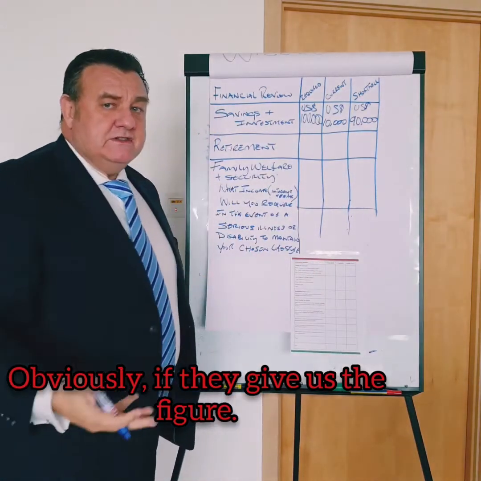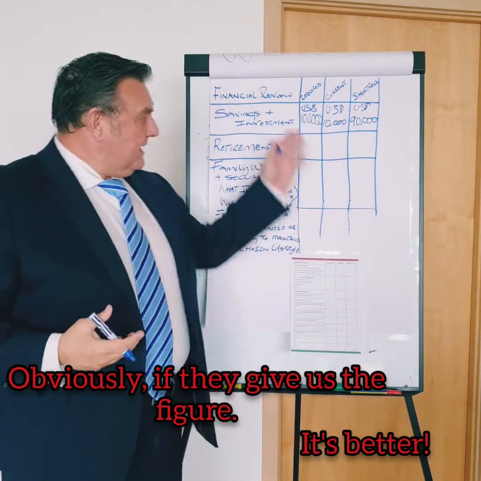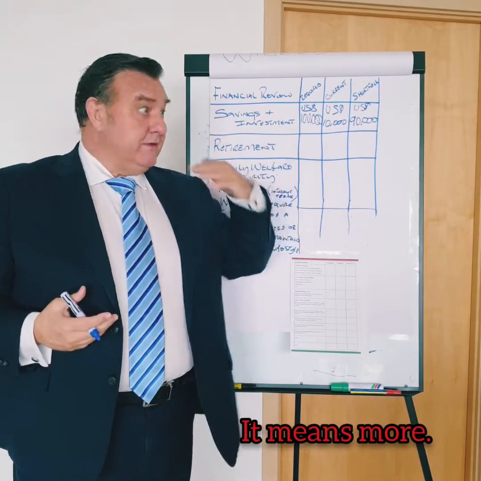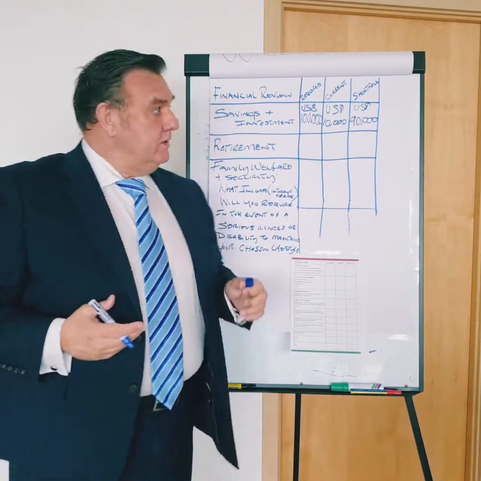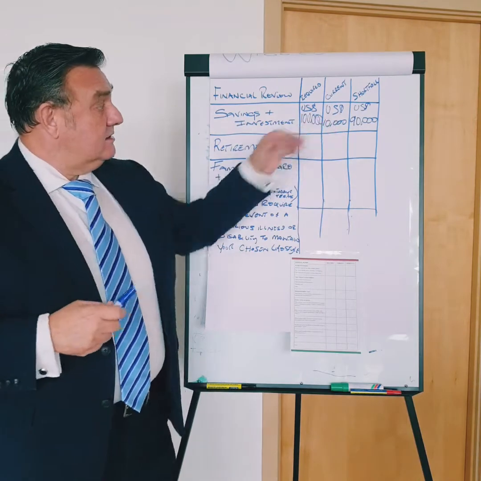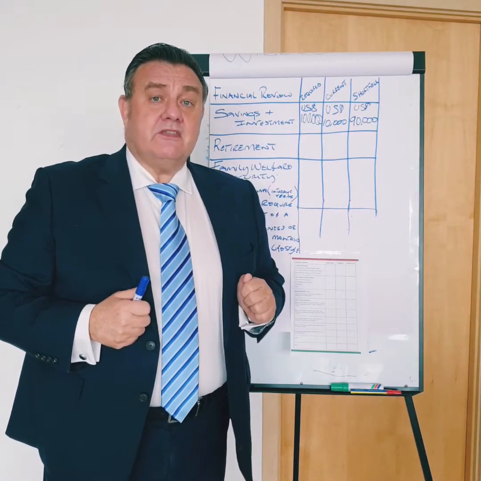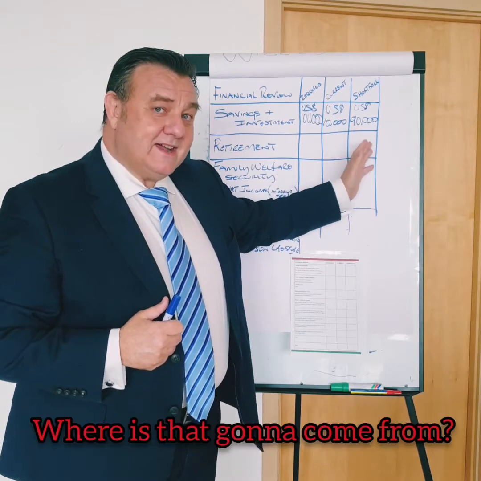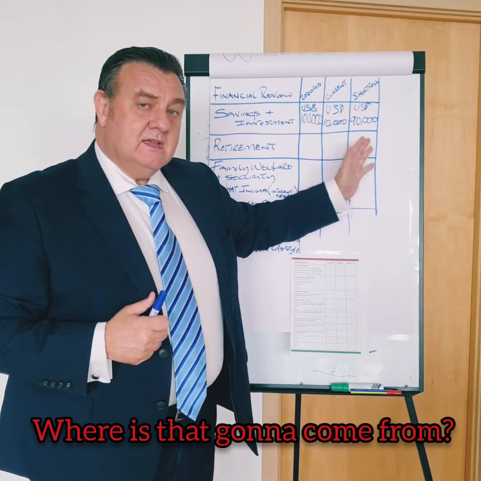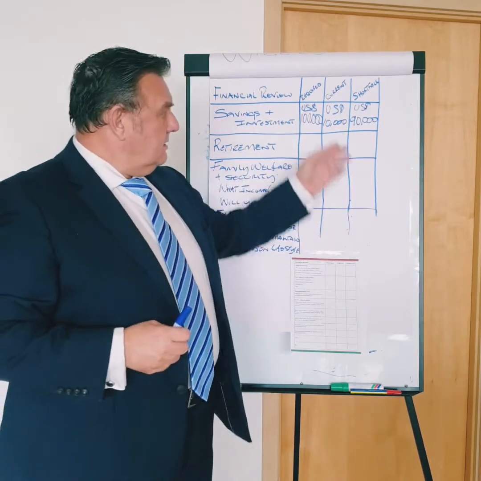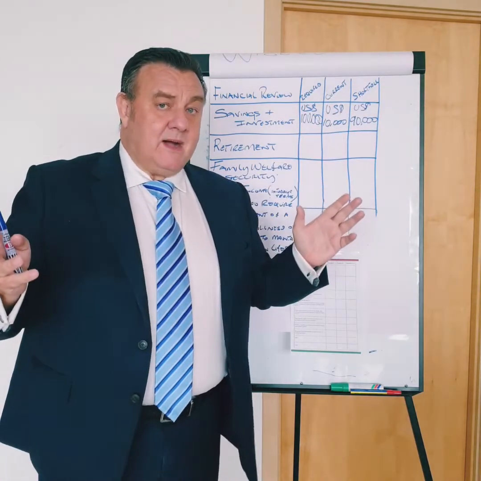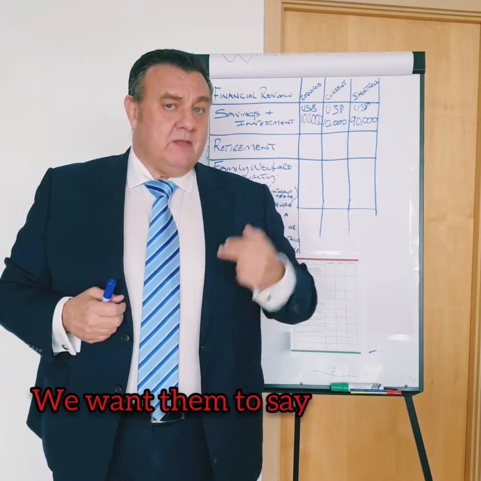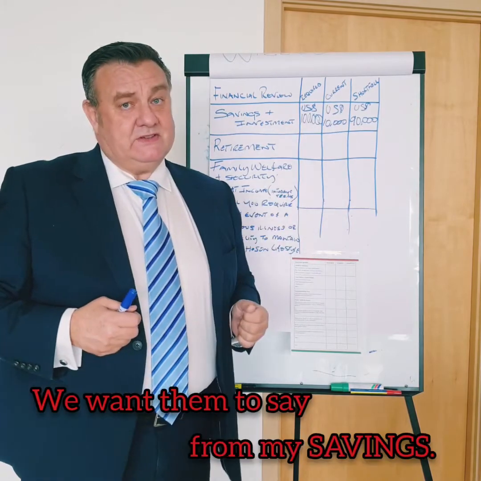Obviously, if they give us the figure, it's better, they're working it out for themselves, it means more, it starts the brain to click over, oh yeah, I'm short 90,000. So at that point we say 90,000, the three blinks, 90,000. Where's that going to come from? Okay, we're emphasising here that money, where is it going to come from? We want them to think, where is that money going to come from? We want them to say, from my savings.